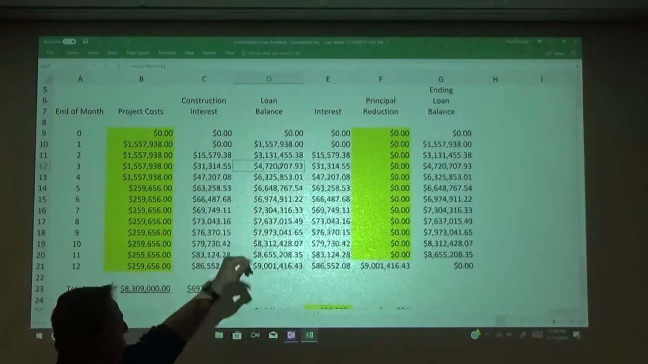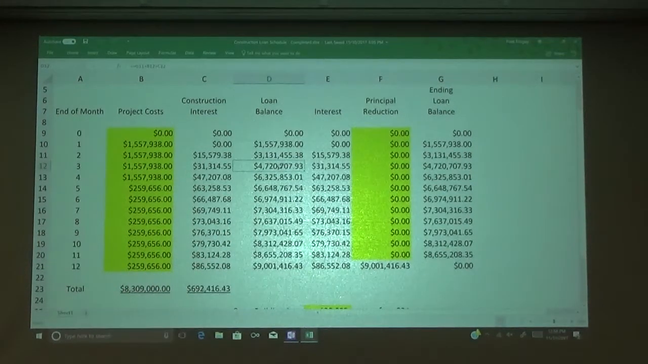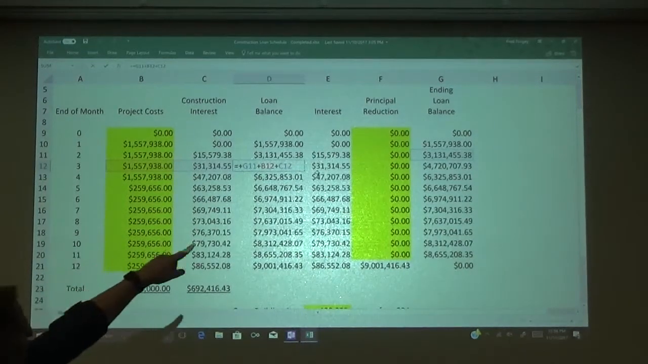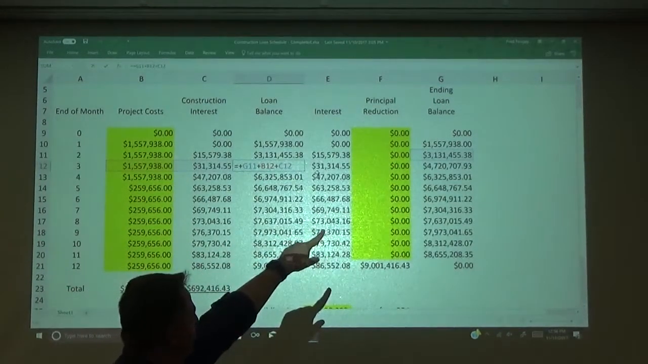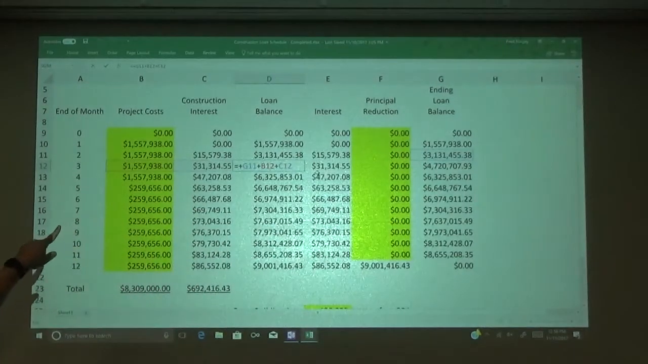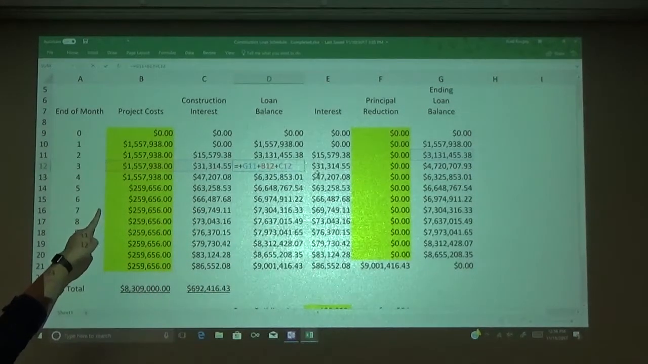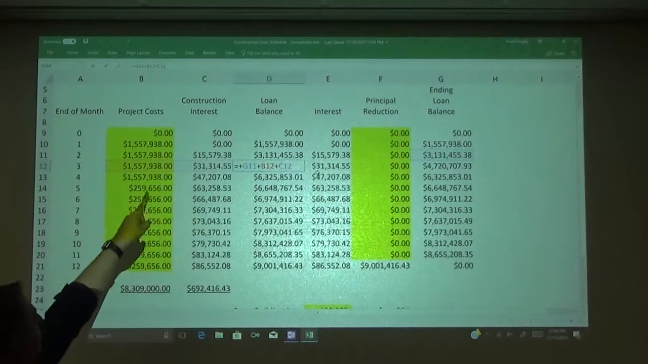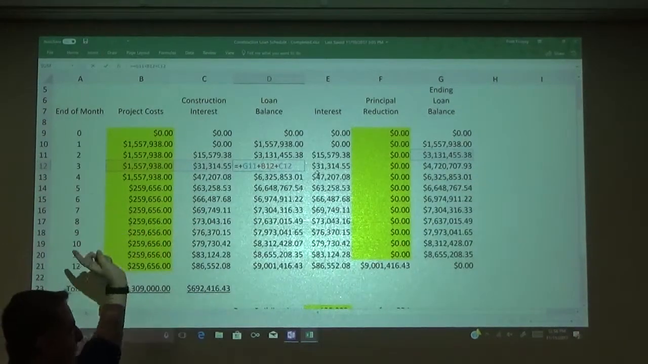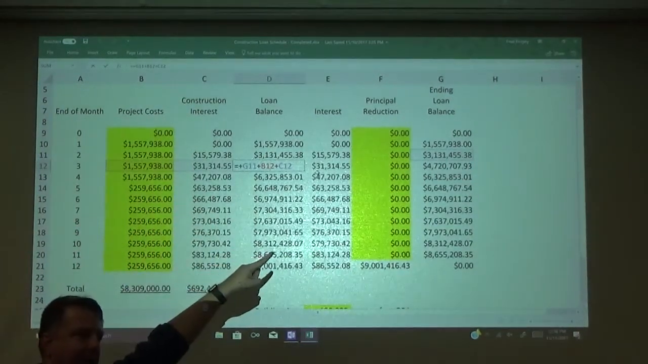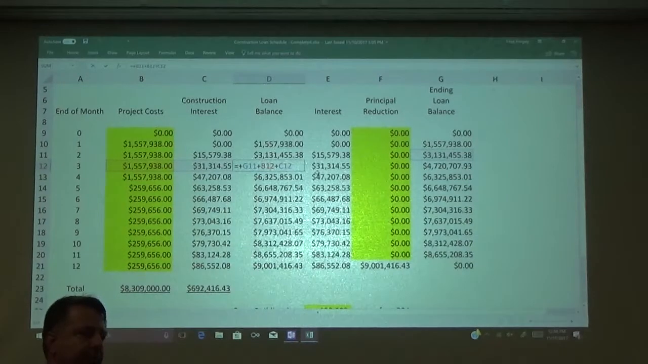Now, we come over to the loan balance column, and we click on that, and see what it's doing. It's basically taking your previous month's loan balance and then simply adding it to the new project cost and to the construction interest that was calculated on that ending balance. Does that make sense? Okay.